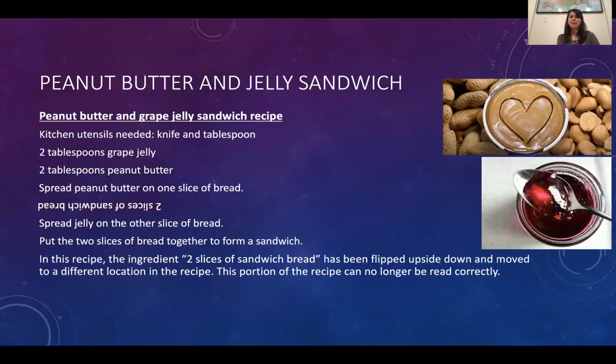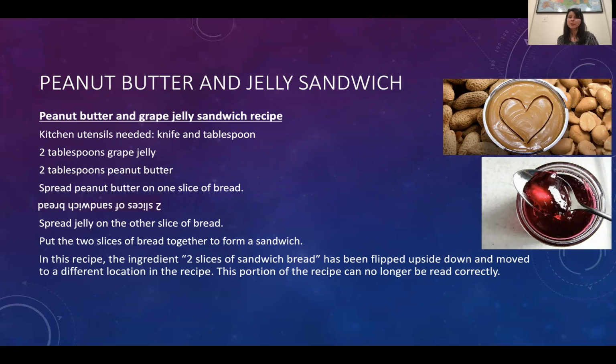So when I'm thinking about my peanut butter and jelly sandwich recipe, if you look at this recipe closely, you will see that 2 slices of sandwich bread has been flipped upside down and moved down into the recipe further. So this would be a good example of this type of inversion. In the recipe, the ingredient 2 slices of bread has been flipped upside down and moved to a different location.